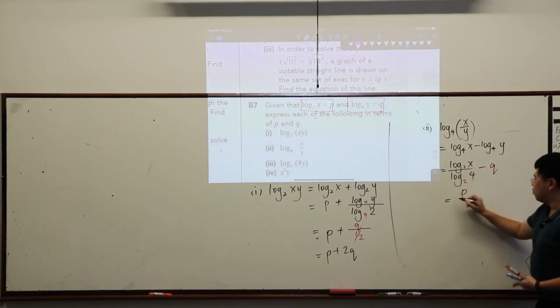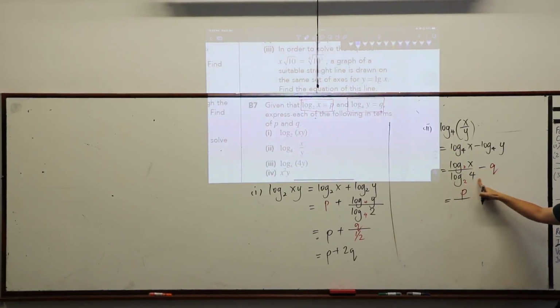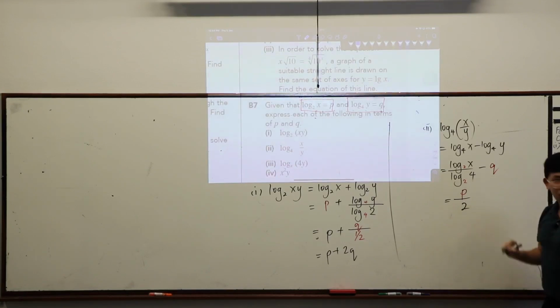Okay, then the next question. 2 to the power of what is 4? 2. So this one is very nice. This is the number 2. So over Q. Answer like that. Okay, P over 2 minus Q.